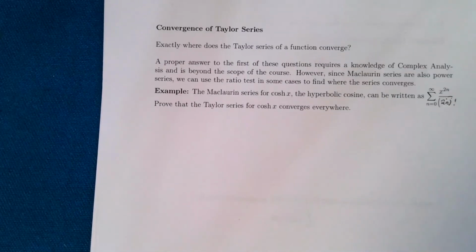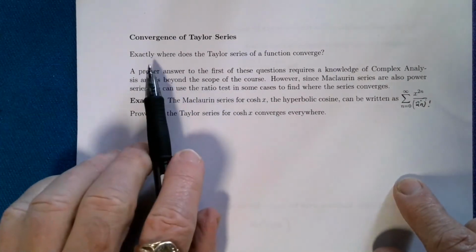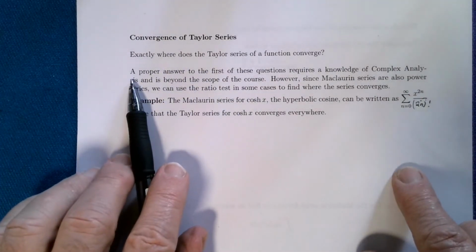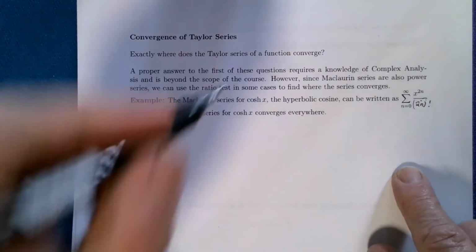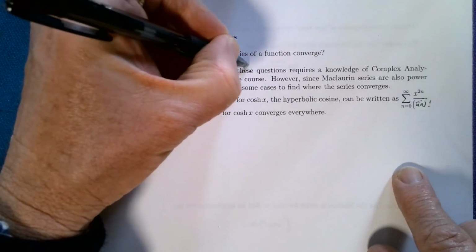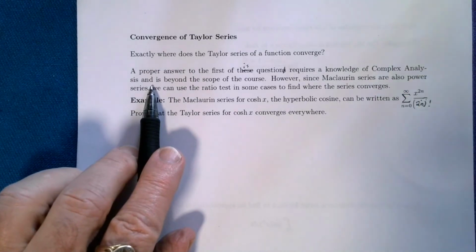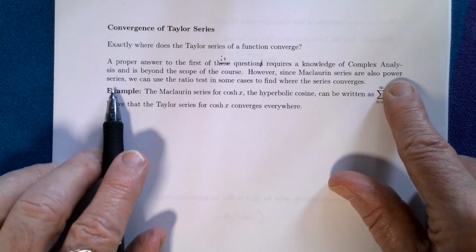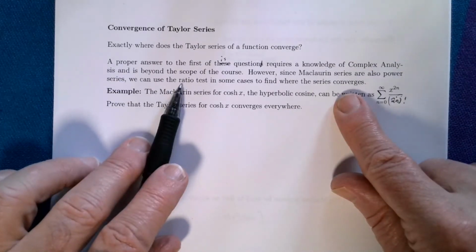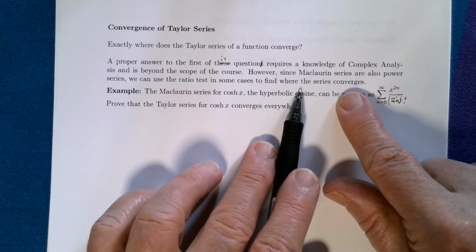Well, exactly where do these Taylor series functions converge? This is a very difficult and deep question, which I'm not going to go into. A proper answer requires a knowledge of complex analysis, and it's beyond the scope of this course. But since the Maclaurin series are also power series, we can simply use the ratio test in some cases to find out where the series converges.